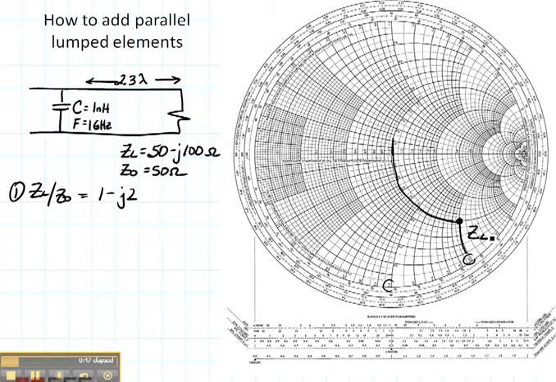The next thing that we're going to do is figure out where we are, because we're going to need to rotate a distance 2.3 wavelengths towards the generator. So let me take my piece of paper and draw from the center of the Smith chart out through the point that I'm interested in, just like this. And let's read off that value. Looks like that's about 0.31 wavelengths. I want to go 2.3 wavelengths towards the generator, so that's going to take me to 2.61 wavelengths.